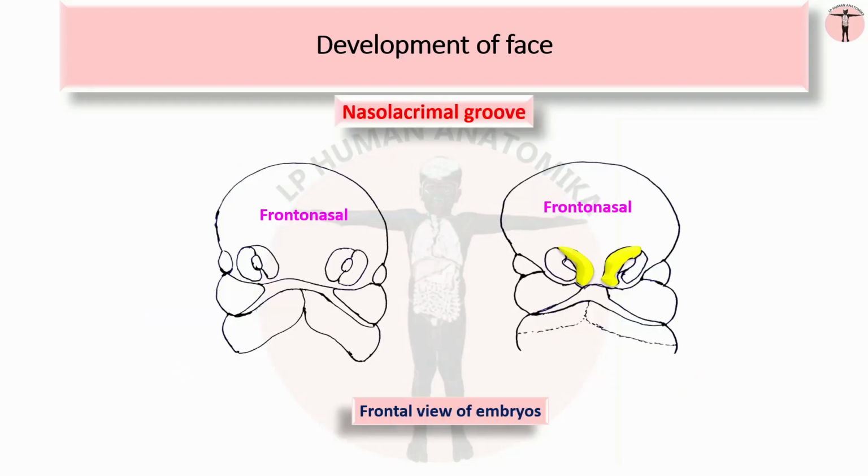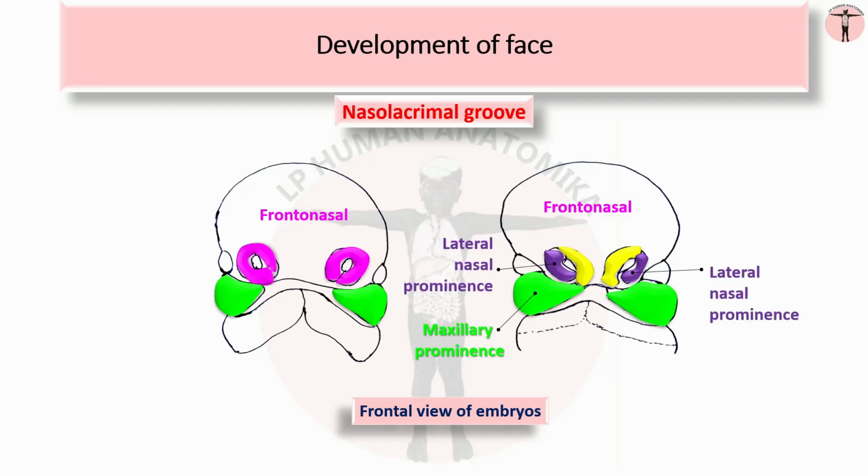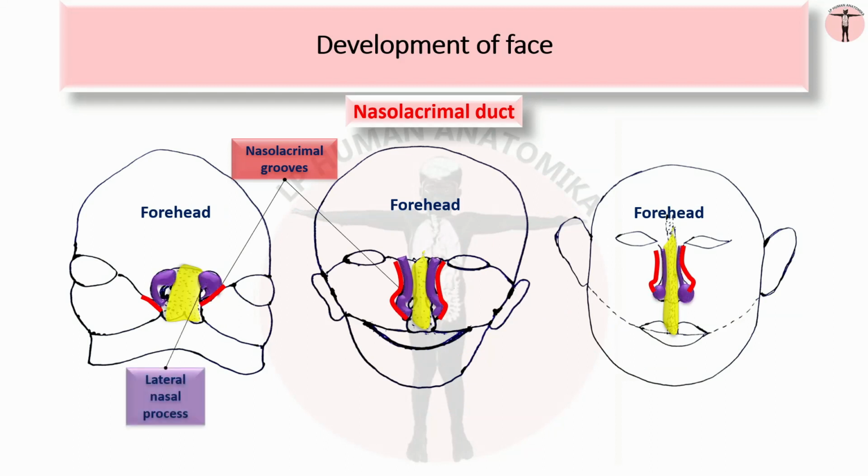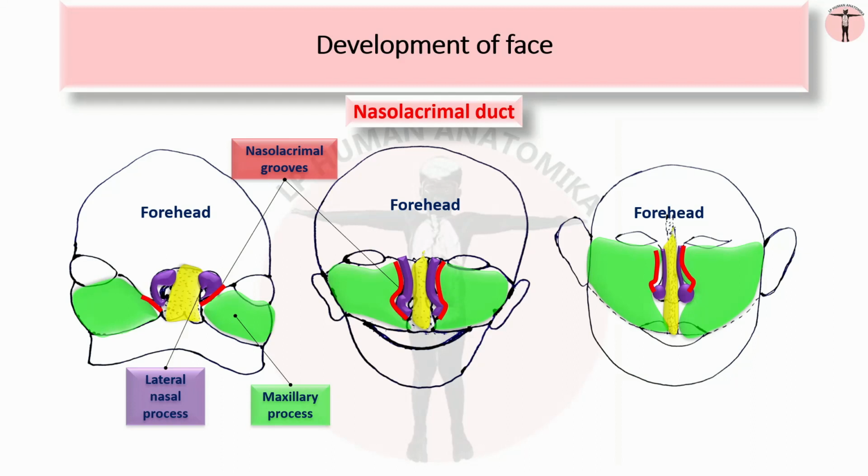Coming to the development of the nasolacrimal duct. Initially, the maxillary prominences and the lateral nasal prominences are separated by a deep furrow or cleft called the nasolacrimal groove. So, these are the nasolacrimal grooves forming between the lateral nasal processes and the maxillary processes as the development proceeds. Let us enlarge the nasolacrimal groove and see its further development.